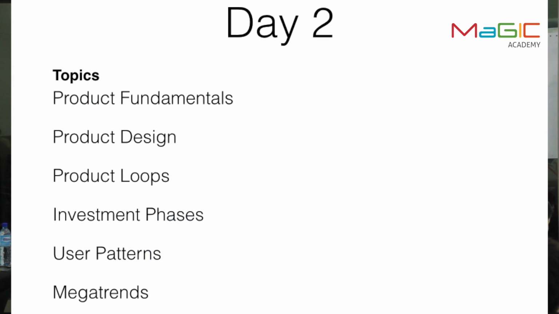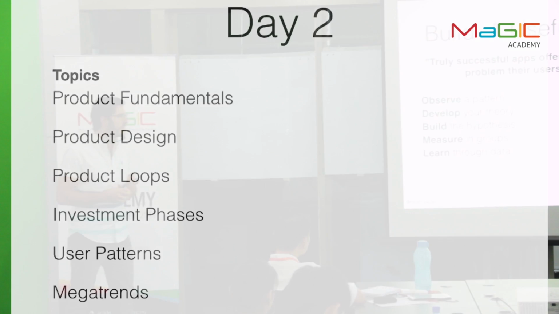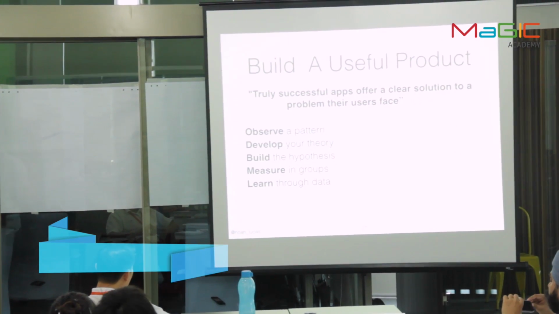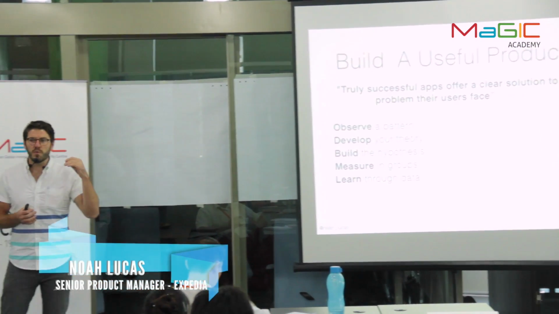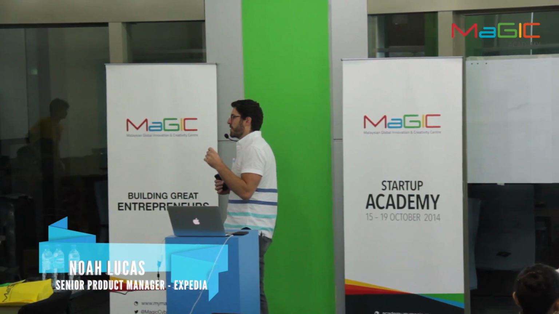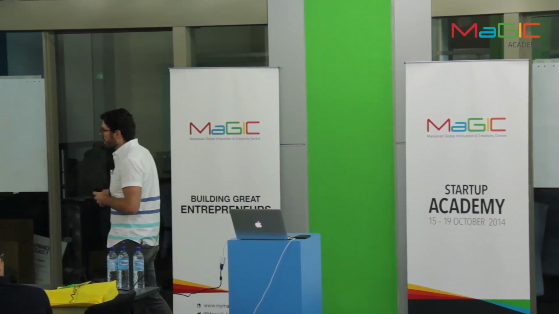product. There is this really nice quote: truly successful apps offer a clear solution to problems their users face. And as a product manager, you need to clearly understand what the issue is and why your product solves that issue. Being able to identify it as concisely as possible is incredibly important.